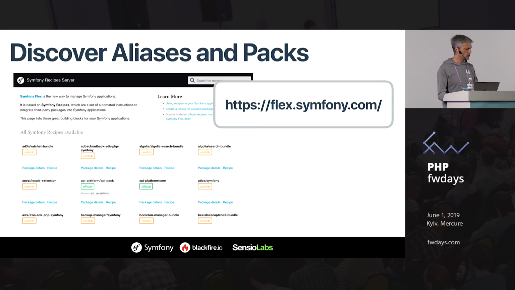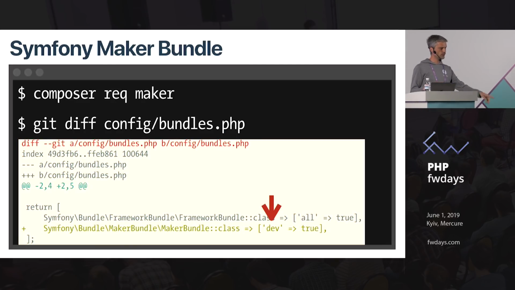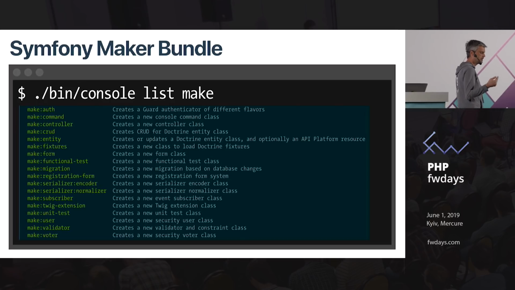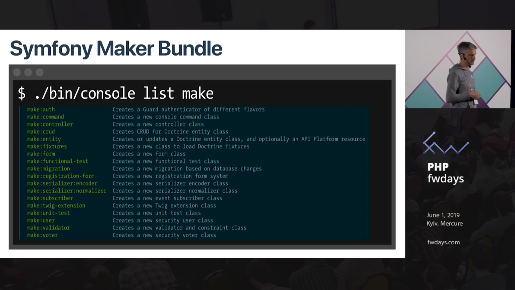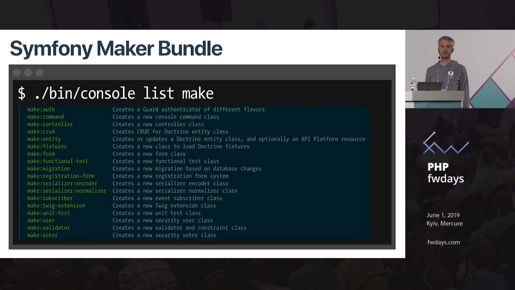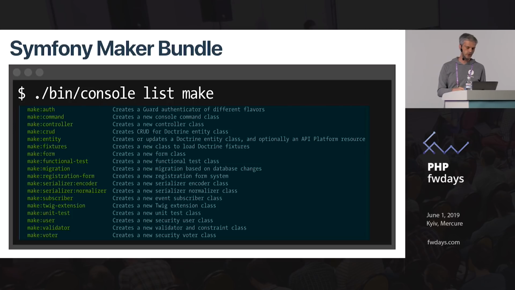Let's get started. So we required Maker, and if we diff, you can see that the Maker bundle was registered by default automatically for the development environment, because of course you're not going to create anything in production. And if you have a look at all the things that you can do with the Maker bundle, you can see that you can create a bunch of things. You can create a new controller, a new command, a new form, a migration for Doctrine, a Twig extension, a user, etc., etc. And we are adding more on a regular basis. So that's what we have right now.